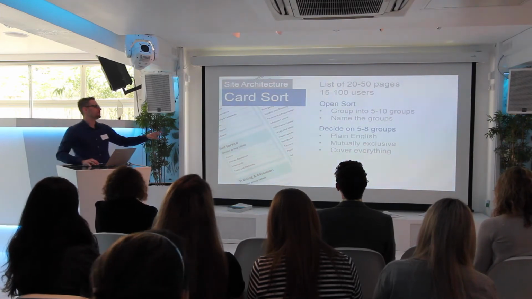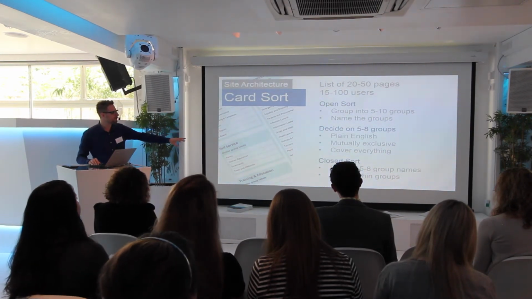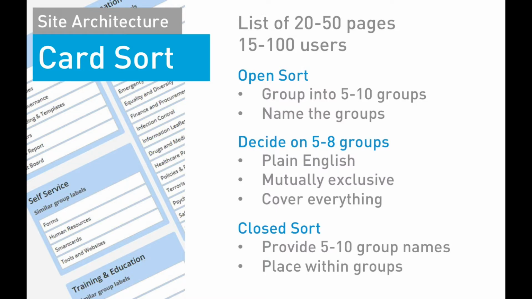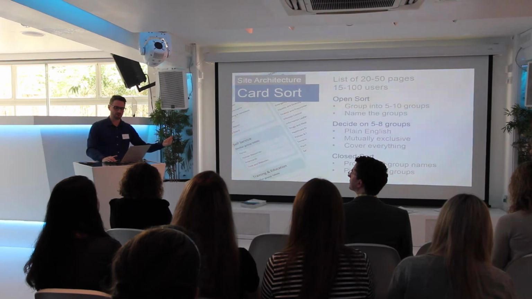And once you've settled on them, then you need to test that you've done a good job. The way you do this is to do a closed sort. And so you provide those sparkly new group names that you've come up with, offer up that list of pages again, and ask people to place them within that group. And you're looking for about 70 to 100% match for the most important functionality. If you get 50%, then it means that people don't really know where to place the functionality, and you might need to revisit your group names.